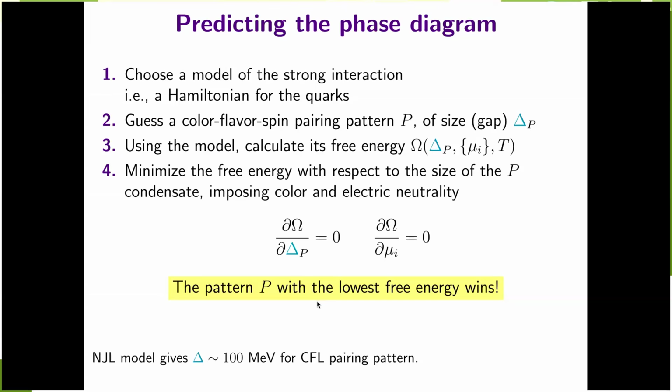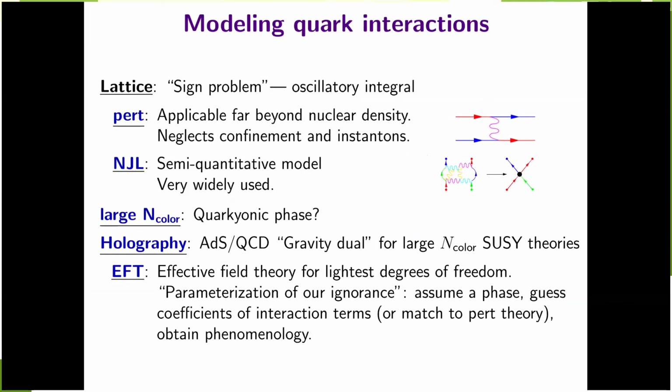Now, so that all sounds fine, but I started off with magic, right? A model of the strong interaction. Well, that's tricky. So how do we model the strong interaction? Well, you can try and do perturbation theory, which is good at very high densities when QCD becomes weakly coupled, but at the densities we're interested in for neutron stars, we've only just gone beyond separate neutrons and protons, right? So we're not in the perturbative regime yet. The perturbative regime would be way higher densities. So although you can try perturbation theory, there's no real reason single gluon exchange should be dominant.